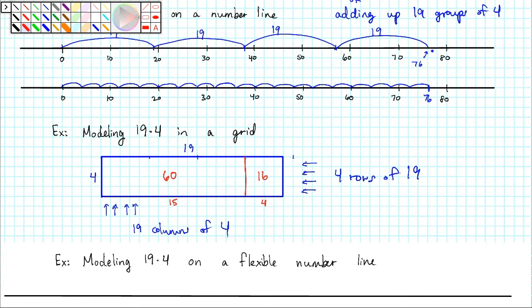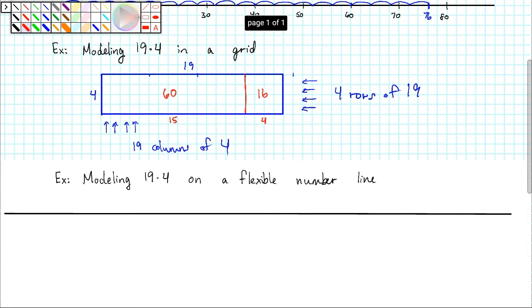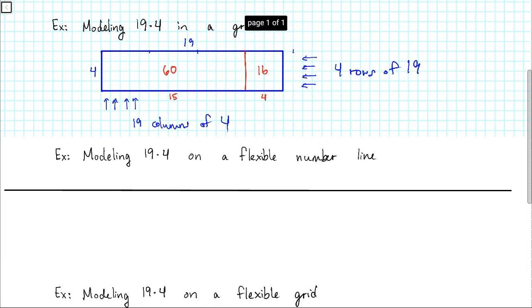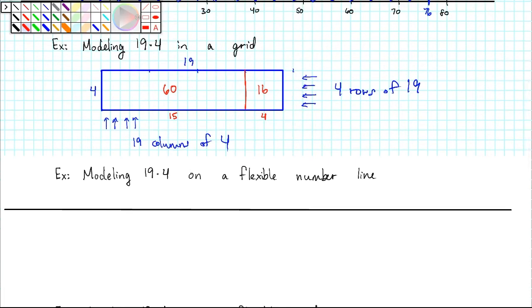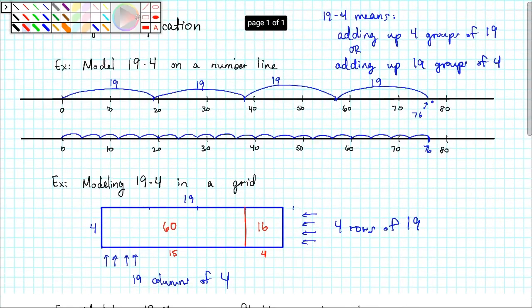Okay. Now, another thing that we can do is this: in these representations, I am making a very strict connection between the length of my lines and the numbers that I'm working with, right? So we can also do this in what I'm calling flexible number lines and flexible grids. A flexible number line is going to represent the idea of one of these number line pictures, but won't necessarily be as precise.